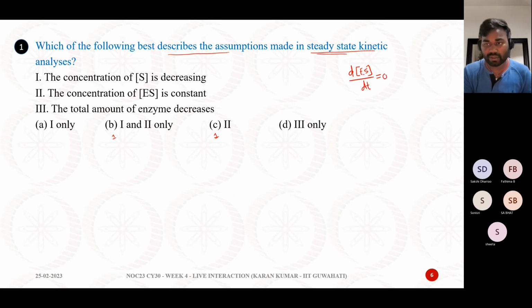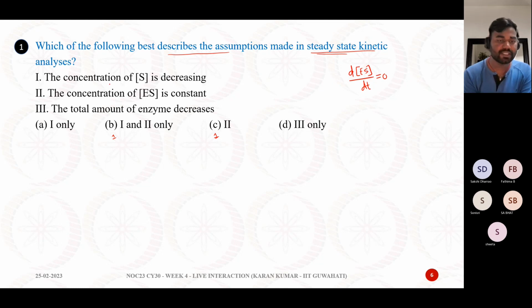If rate is equal to 0, that doesn't mean the ES concentration will be 0. That means the ES concentration will not change. That means it will be constant. And that holds true for all the reactants or product. Okay, that is the steady state kinetic assumption.